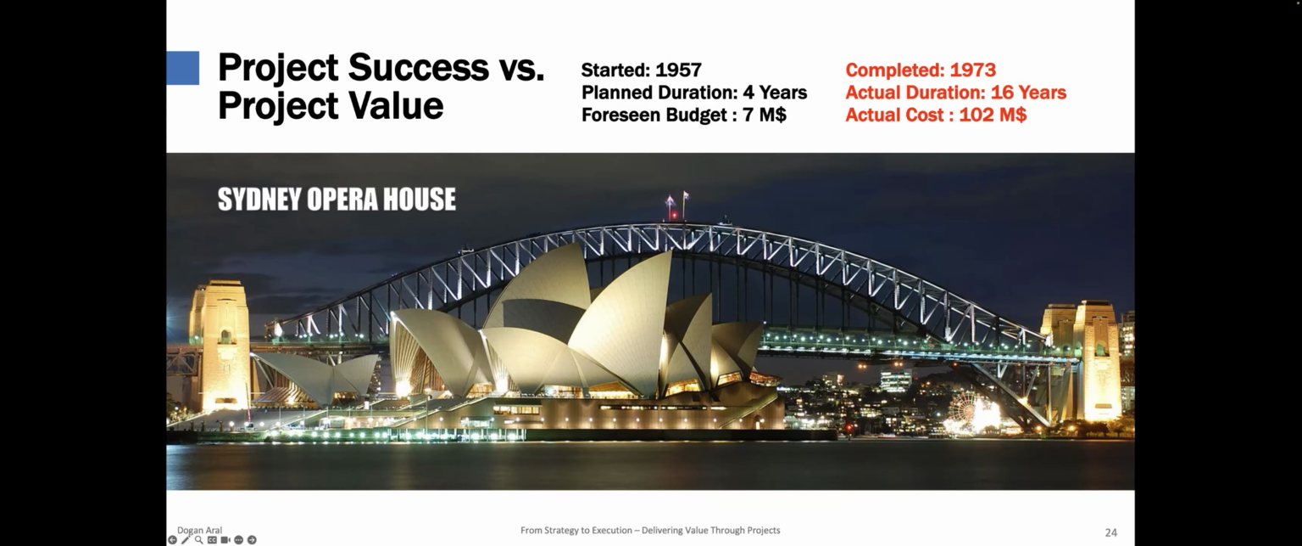So from a traditional project management perspective, time, cost, scope, this project is a disaster. It was not successful. But yet today, the Sydney Opera House is one of the most iconic buildings in the world. It served the expectations. It creates enormous cultural, social, and economic value for Sydney and for Australia. So now the question is, was this project a failure or a success?